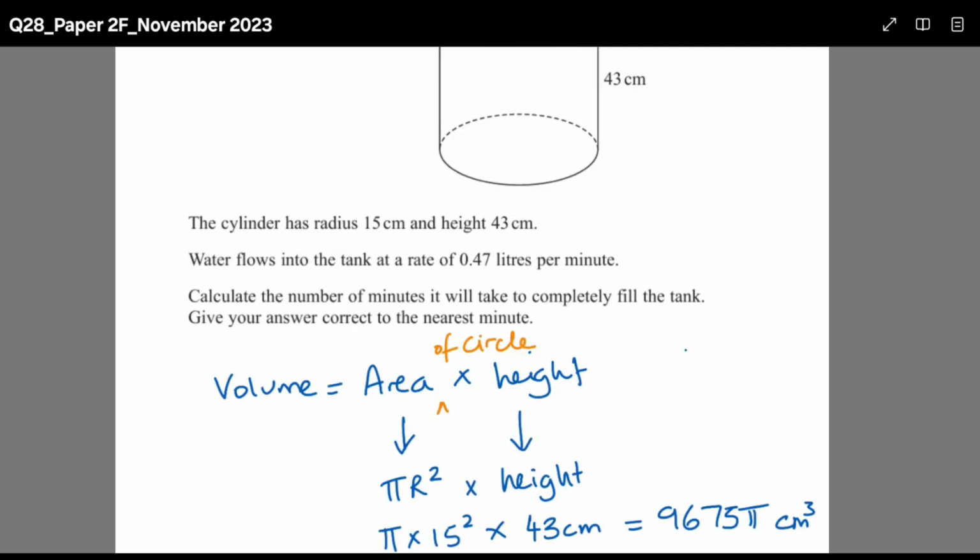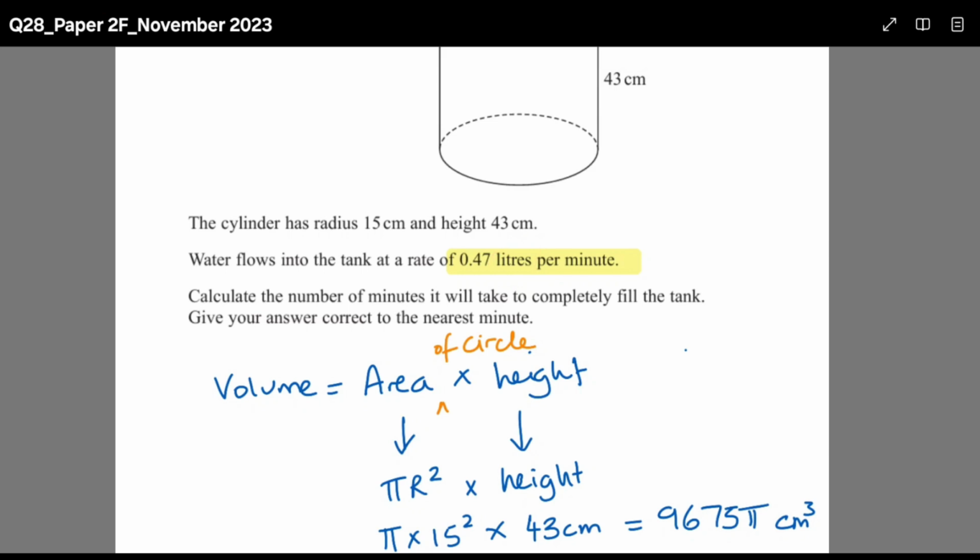Now going back to our question, in the second line, it tells us that water flows into the tank at a rate of 0.47 liters per minute. Now the most important word in this sentence is liters. What you'll notice is that it's a different unit from what we're working in at the moment. So currently we're working in centimeter cubed, and they're talking about liters. Liters and centimeter cubed are both units of volume.